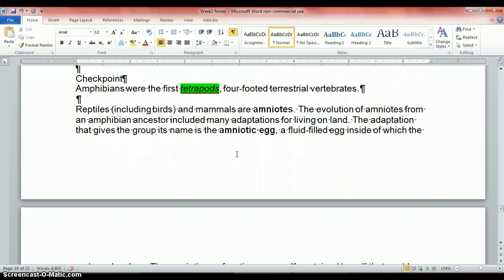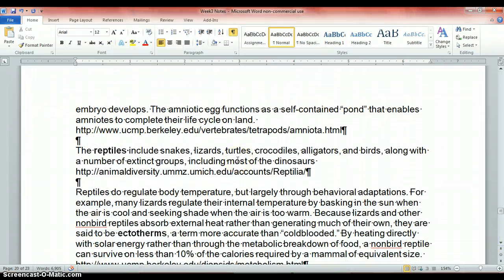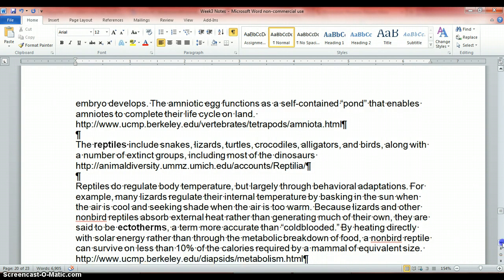So it's got that fluid-filled egg inside of which the embryo develops. So you don't have to have them underwater now, you can have them up in the air. The amniotic egg functions as a self-contained pond that enables amniotes to complete their life cycle on land. The reptiles, including snakes, lizards, turtles, crocodiles, alligators, and birds, along with a number of extinct groups, including most of the dinosaurs. So that's all reptiles, right? Or reptilia.